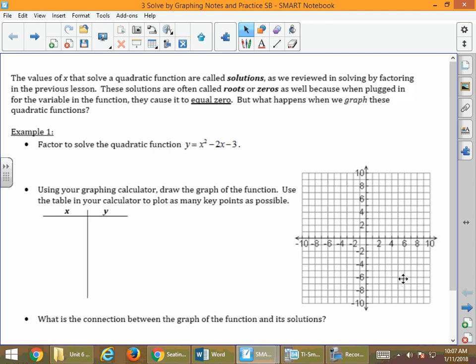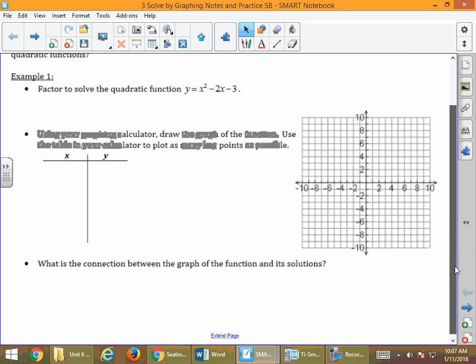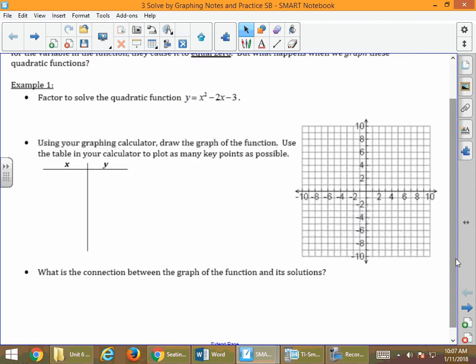And these solutions are called roots or zeros because when we plug in the value for the variable in the function, the whole function equals 0. But what happens when we graph these functions? Well, we probably already know the answer, but let's start here and practice our solving by factoring.